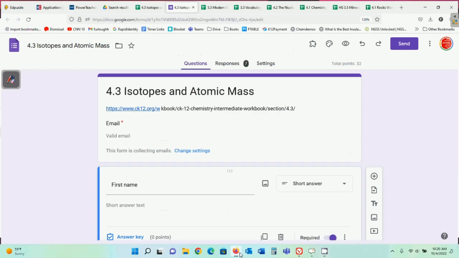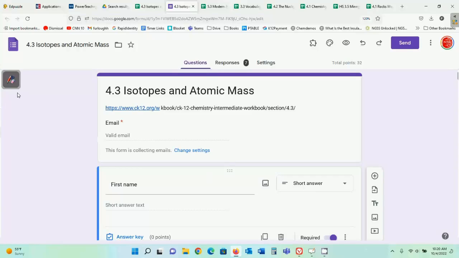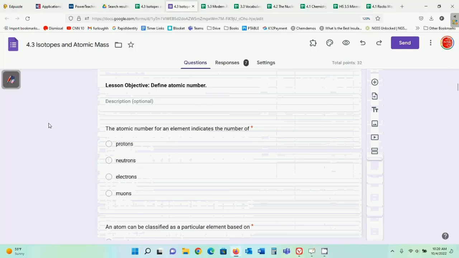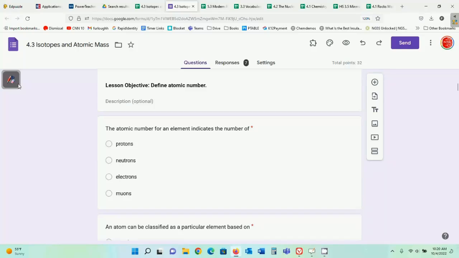So I noticed some people had some trouble with this, so we're going to run through it, and we'll go from there. This is the lesson objective.